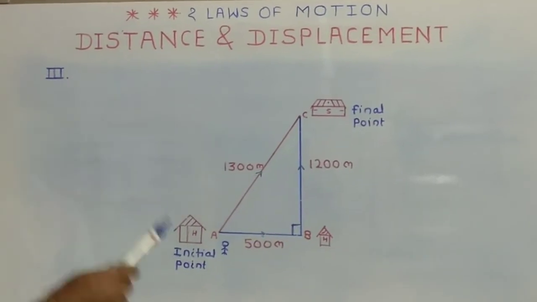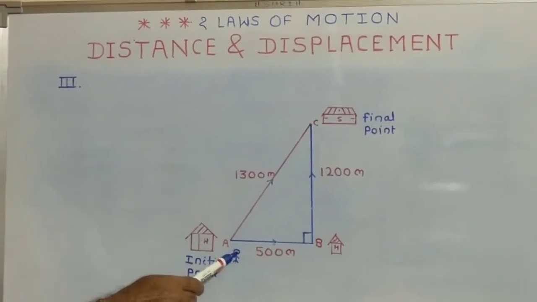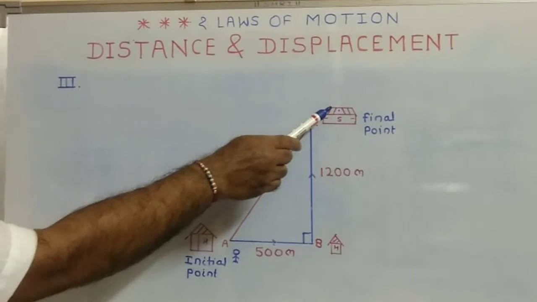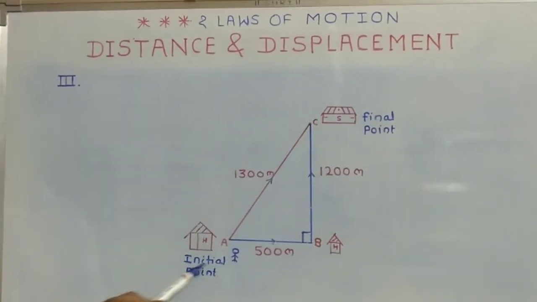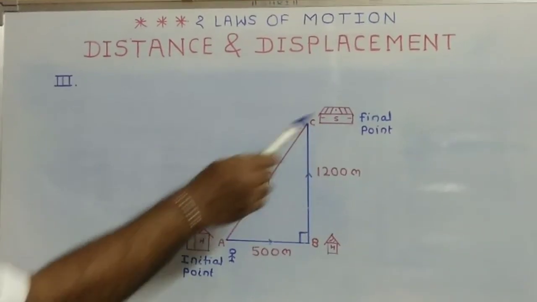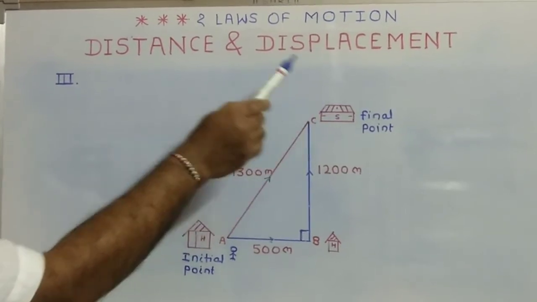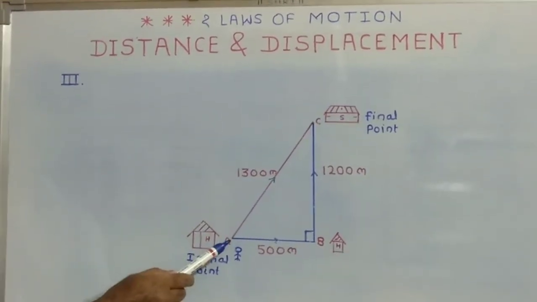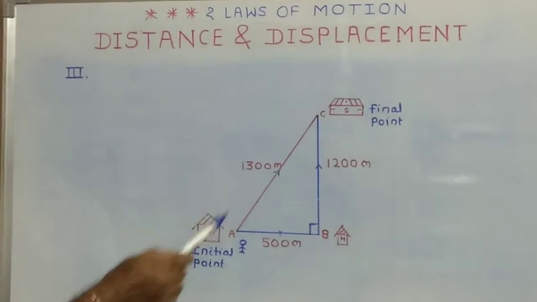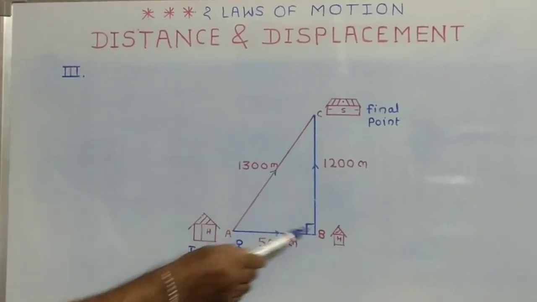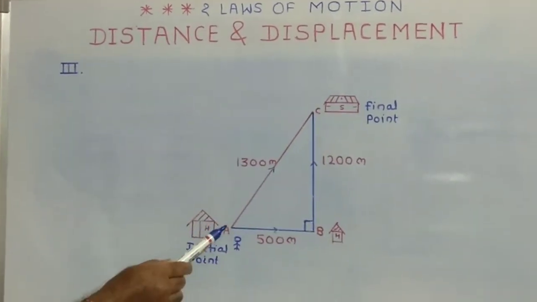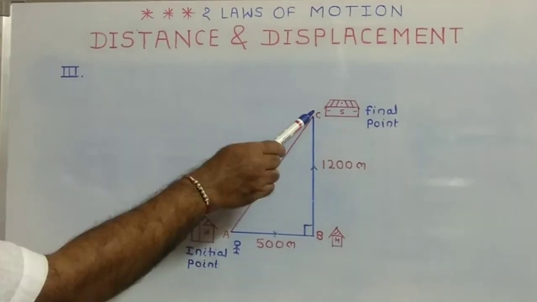Now look at figure 3. This is the home of a boy. He has to reach a school. This is the initial point A of the boy. This is the final point C of the school. Now the boy has to reach from home to school. He can reach school via two paths. First path is AC.